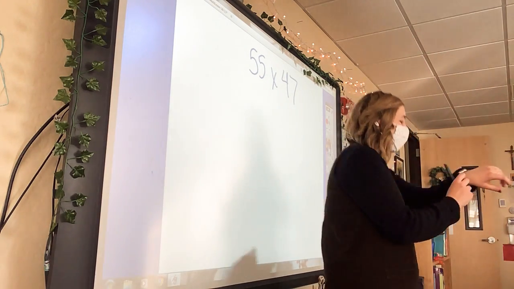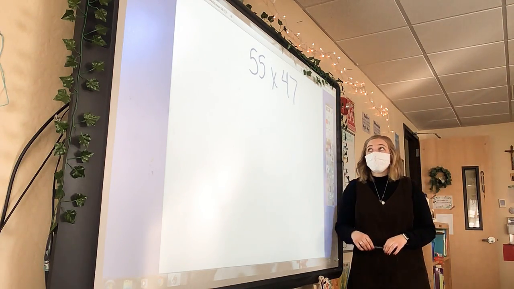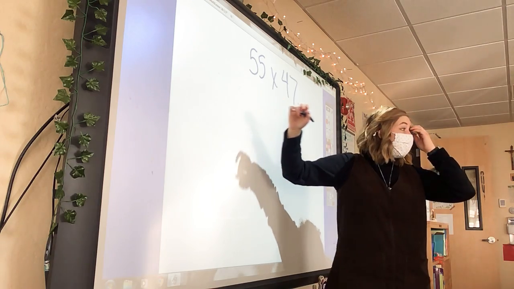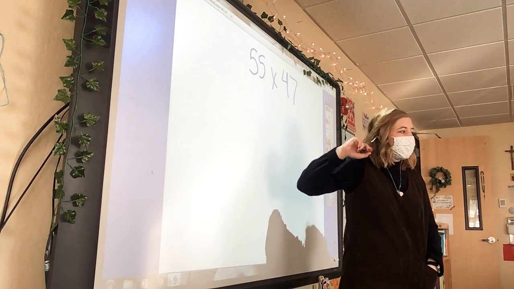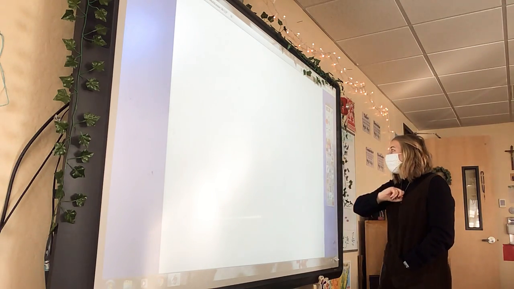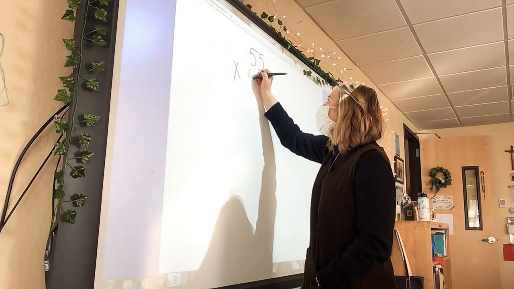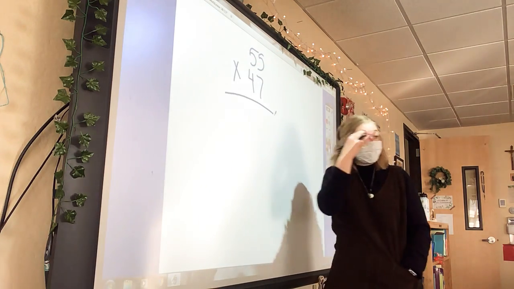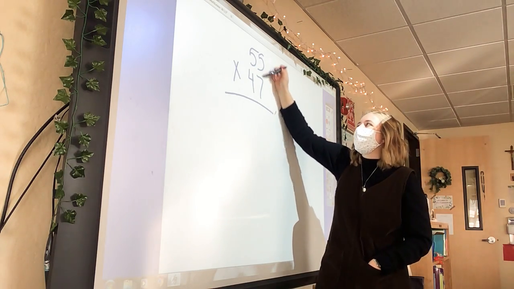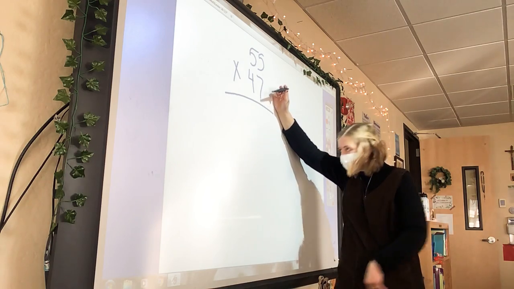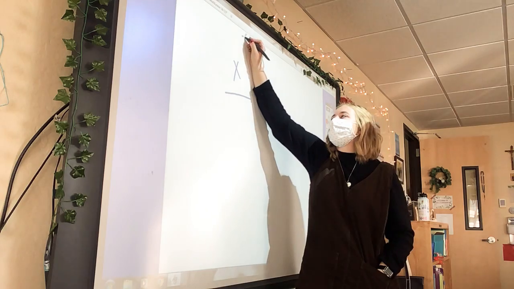All right, give me 5, 4, 3, 2, 1, 0. Do I have my problem set up correctly in order to solve it? No. All right. I have to put one on top of the other. So 55 times 47, right? All right, cool. So I start by multiplying this guy by everything on top. 7 times 5 is 35. So 5 comes down, 3 comes over.